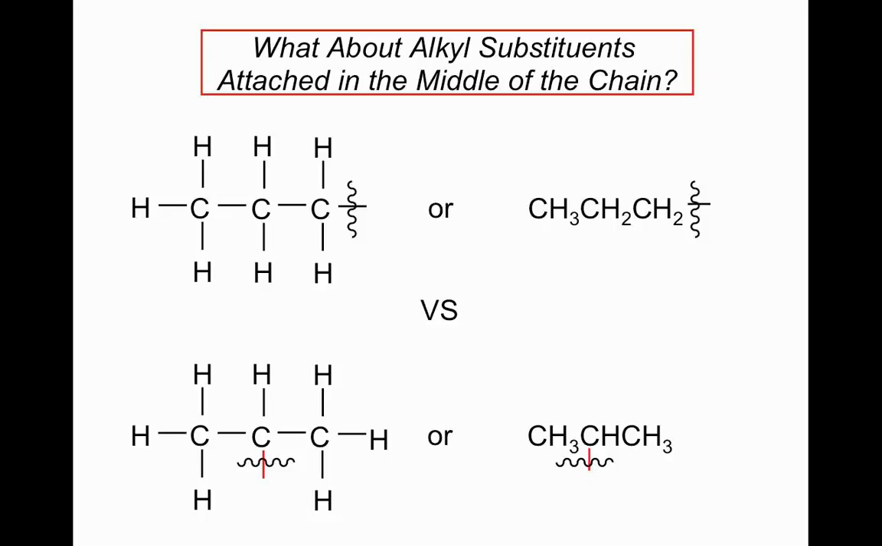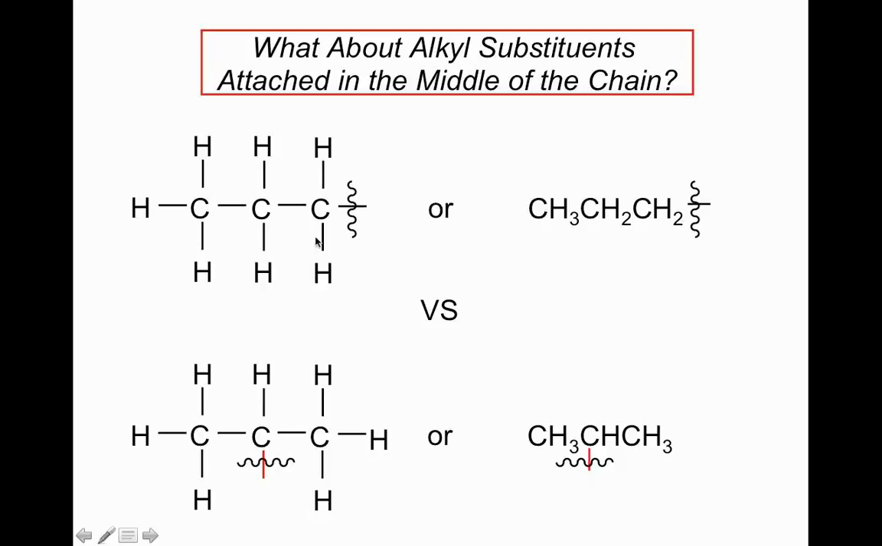So, what about alkyl substituents that are attached in the middle of their chains? For any substituent that is longer than an ethyl group, for example propyl, as I've shown here, it becomes possible to attach the substituent itself at multiple locations. What this means is that each of these substituents themselves can be branched. This will occur when the substituent is attached anywhere else other than the end of the chain.